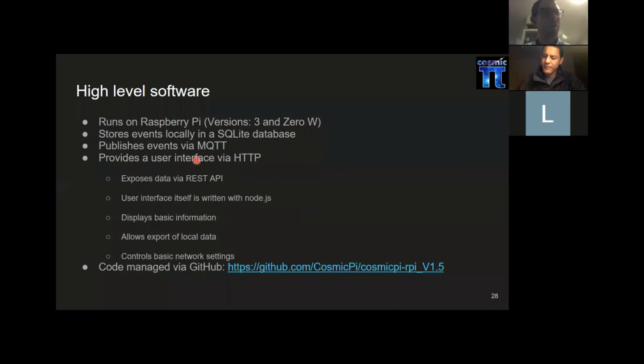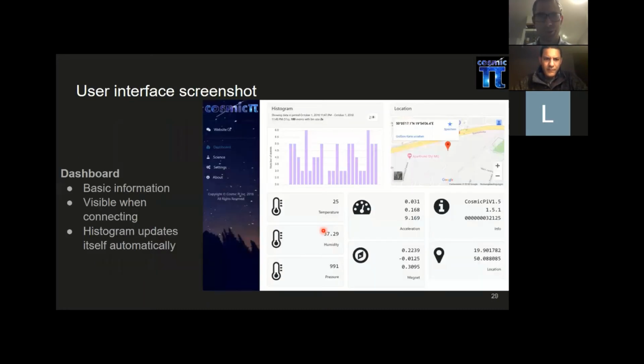We serve our data over the web. We have a REST API, written in Node.js. We put up some basic information, and we also allow export of data, and you can connect your Cosmic Pi to your local Wi-Fi network through the web interface. You can feed it the SSID and the password, and it will connect. All the code for our user-facing software is also on GitHub. Here's the link if you want to check it out.